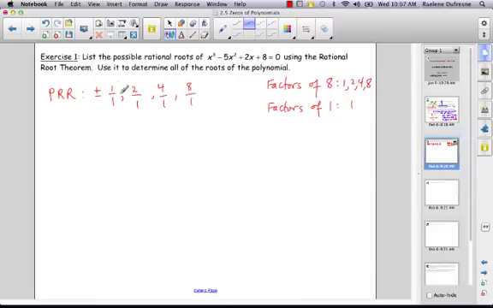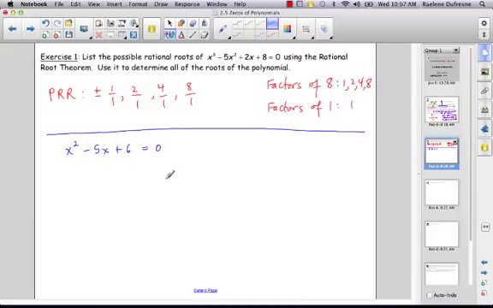Now you might ask the question, why are the constant factors in the numerator? Let's just take a quick look at a polynomial equation, a quadratic. x squared minus 5x plus 6 equal to 0. Well, in fact, let's make it a little bit different. Let's start off with an expanded form, 2x plus 1 times x minus 3 equal to 0. Let's expand this, where we would get 2x squared minus 6x plus x is minus 5x, and then minus 3 equal to 0.